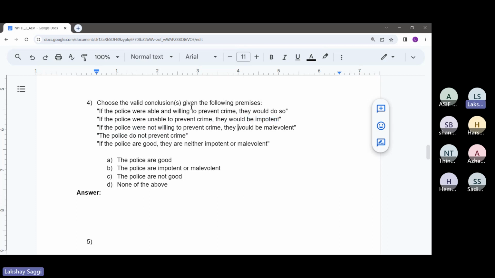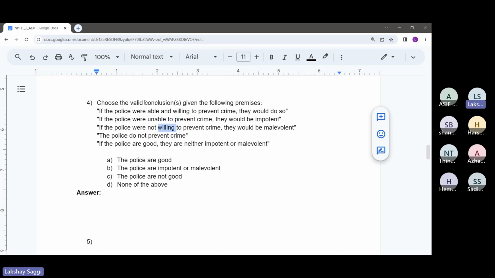And if they were not willing, then they would be malevolent. Right? But we don't know whether they are either unable or unwilling. So they are either impotent or malevolent. We don't know for sure whether they are unable to prevent or they are not willing to prevent.